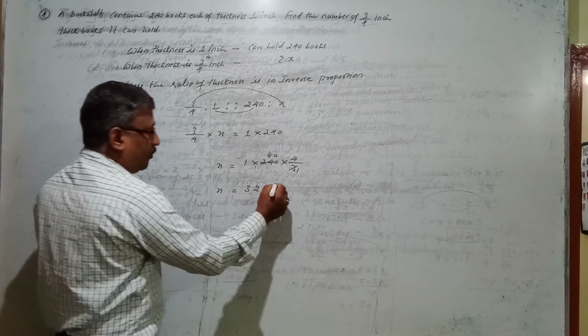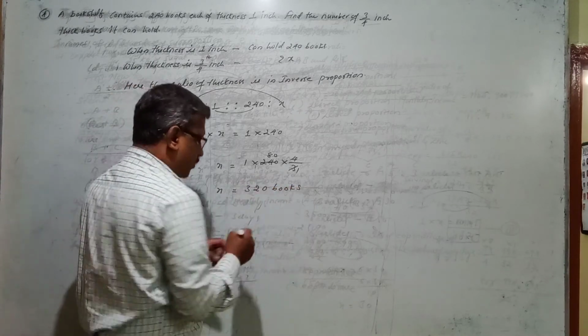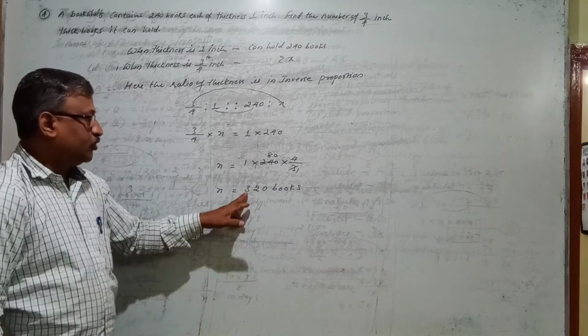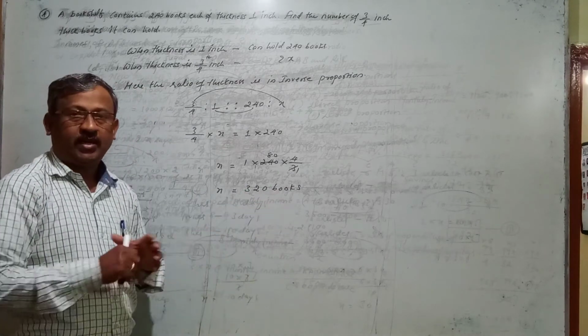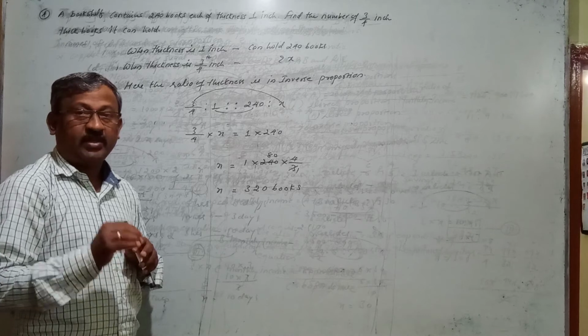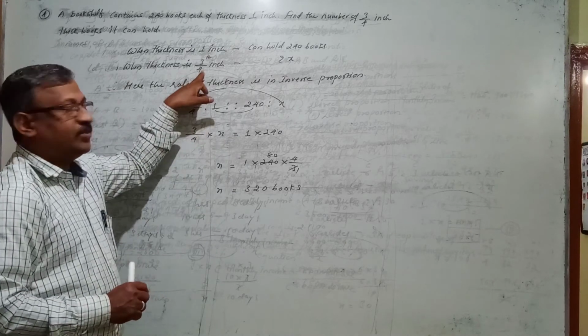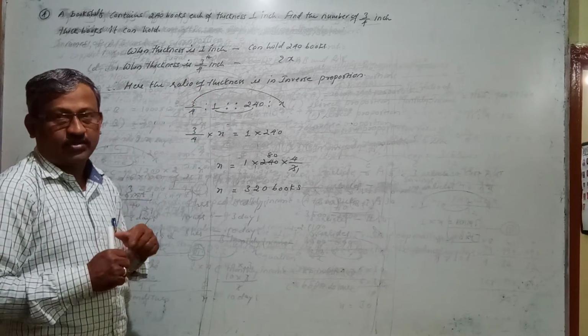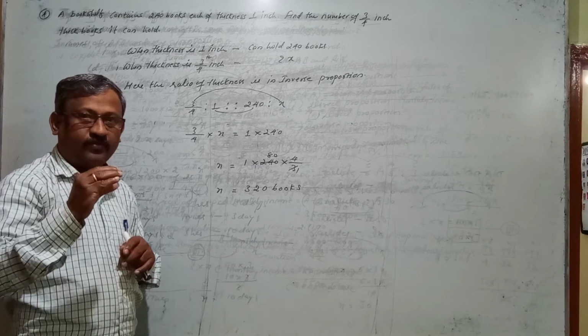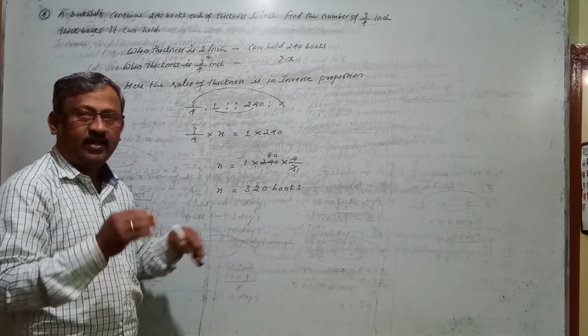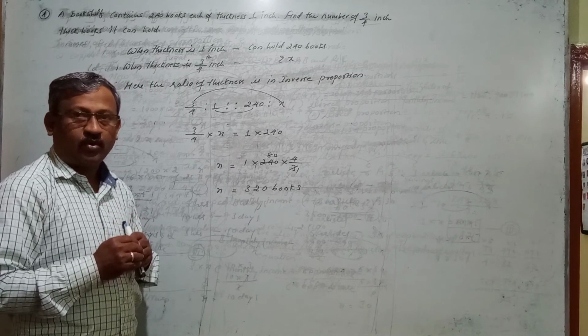So how many books can the bookshelf hold? It is 320 books. So we can keep 320 books in that bookshelf if the thickness of each book is 3/4 inch. As the thickness of the book decreases, definitely it can hold more books.